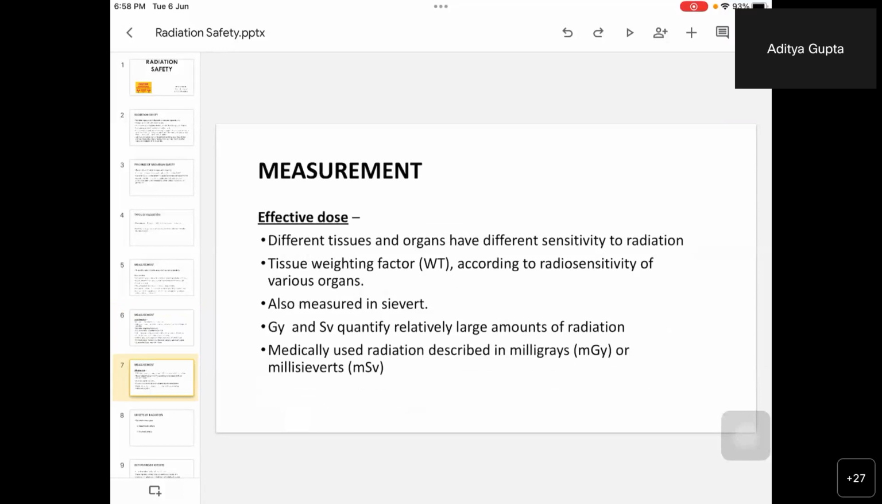One more concept is effective dose, where different tissues and organs have different sensitivity to radiation. So there is a tissue weighting factor according to the radiosensitivity of various organs. This is also measured in sievert. Gray and sievert generally quantify a large amount of radiation, which we are not exposed to in our day-to-day practice. So medically used radiation is described in milligrays or millisieverts.